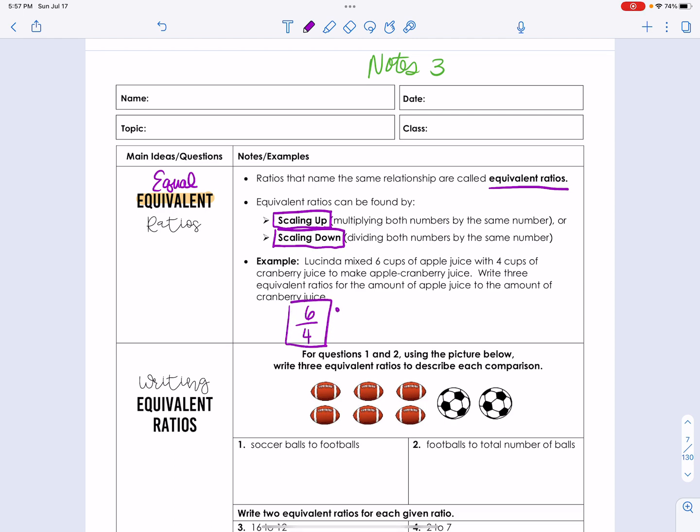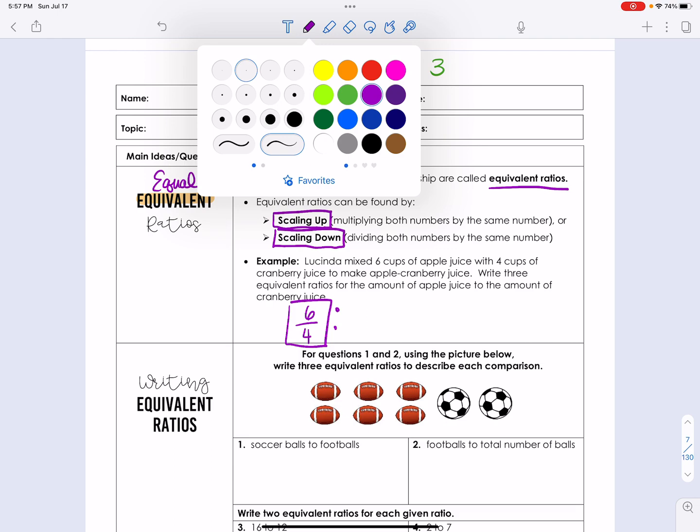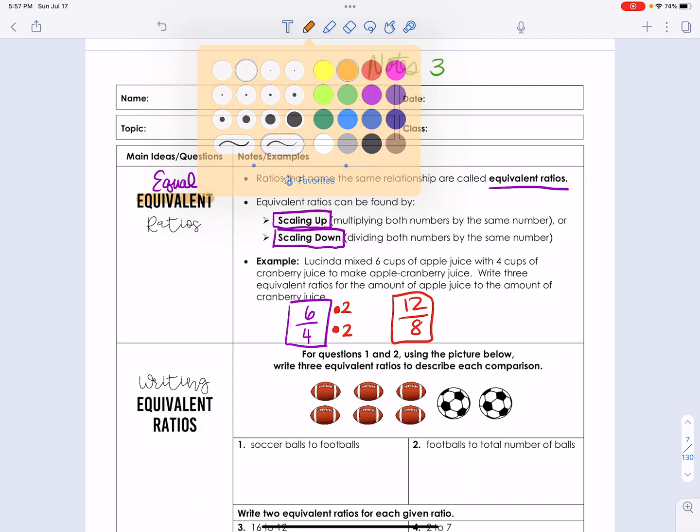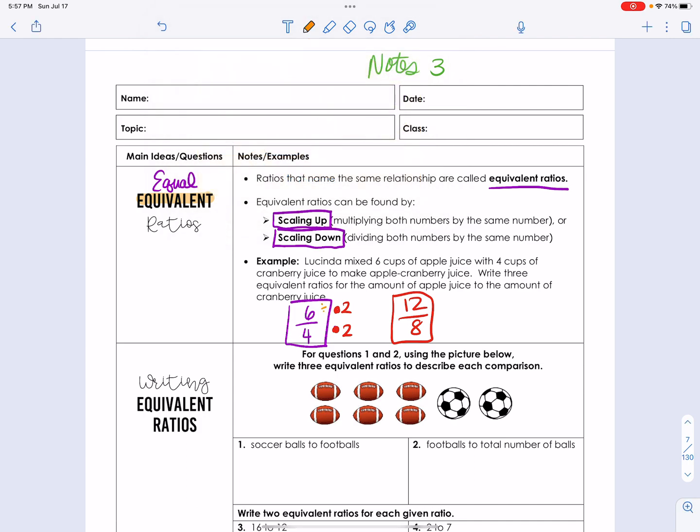So if I multiplied those ratios, I'm just going to use a different color. If I multiplied both by 2, that would be 12/8. That's equivalent. That's the same thing. Okay, if I took and divided the 6 and the 4 both by 2, that would be 3/2. All of these are equivalent ratios. Okay, so we know they're equal.